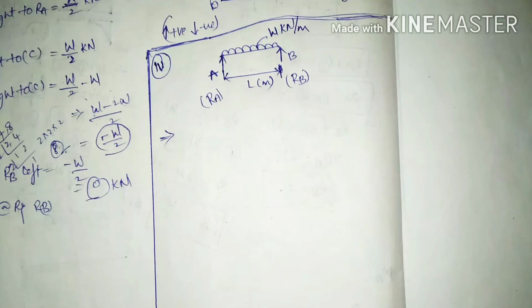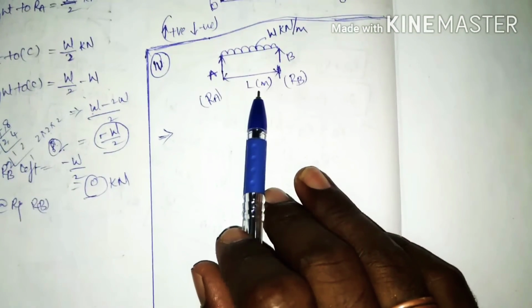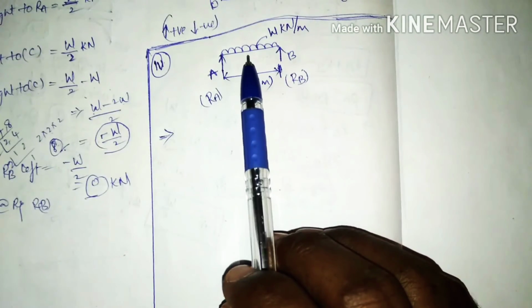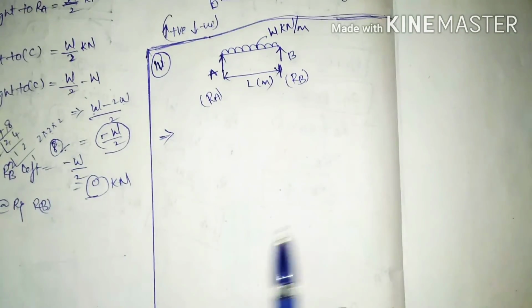In the last video we completed the simply supported beam with the point load. Today we are going to see a simply supported beam with a UDL which is acting over the entire span of the beam.